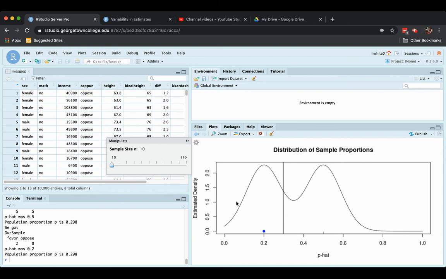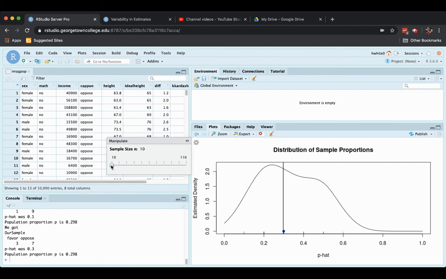Okay, so let's keep on pushing the little button to get more imaginary samples of size 10. So we watch another statistician go. That one got a 0.5. Another one got a 0.2. Another one got a 0.4. Another one got a 0.5. Another one got a 0.1. Wow, way off. Another one got a 0.3, almost right on. Another one got 0.2. And you can just keep doing this.